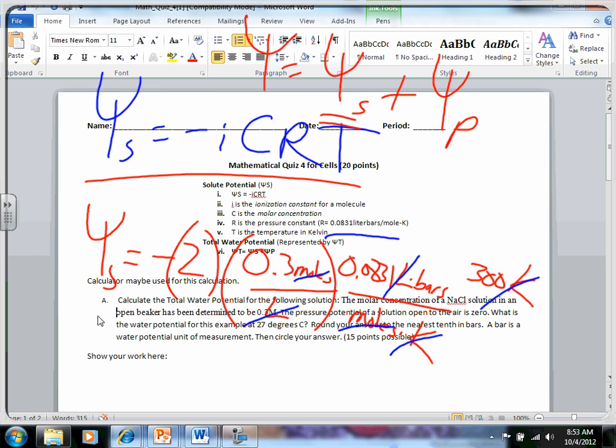So we got negative 2 times 0.3 times 0.0831 times 300. So we get a solute potential of negative, if we round it off, negative 14.958. We're just going to round it to negative 15 bars. Now remember, they told us that the pressure potential was 0. So the total water potential inside the solution is negative 15, right? Negative 15 plus 0. Water potential is negative 15. Keep that in mind.